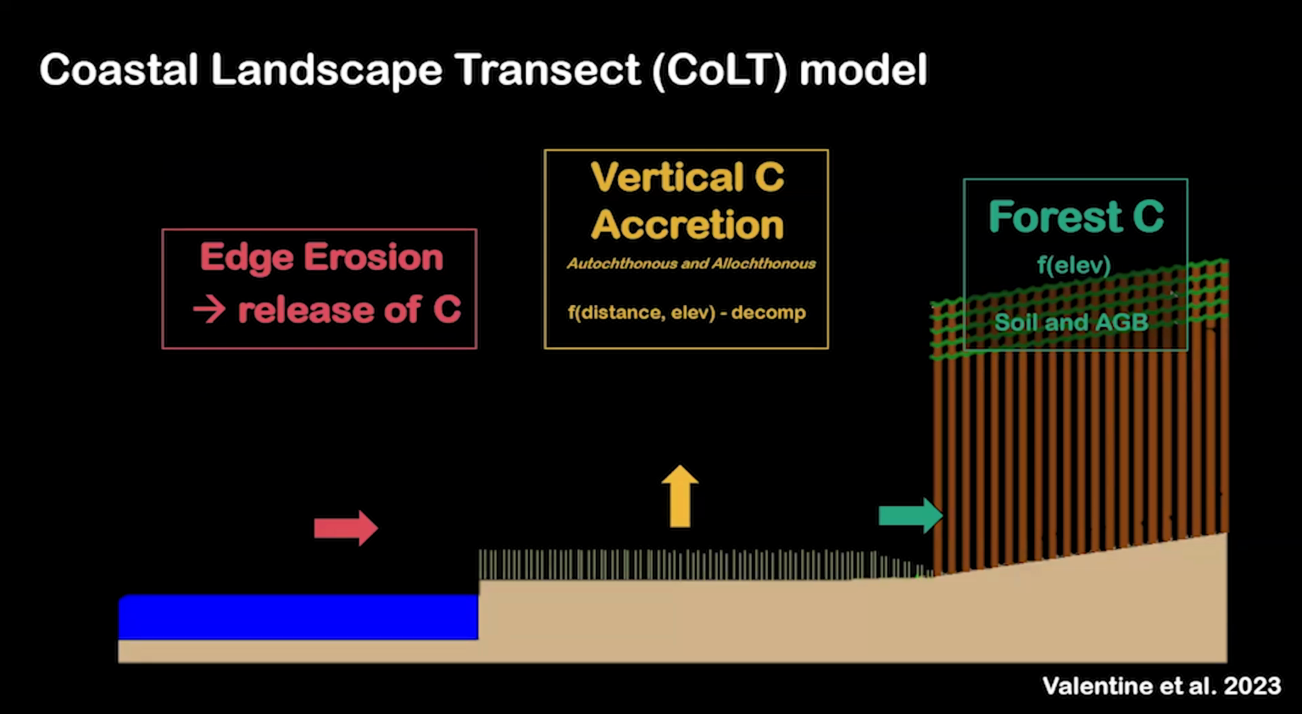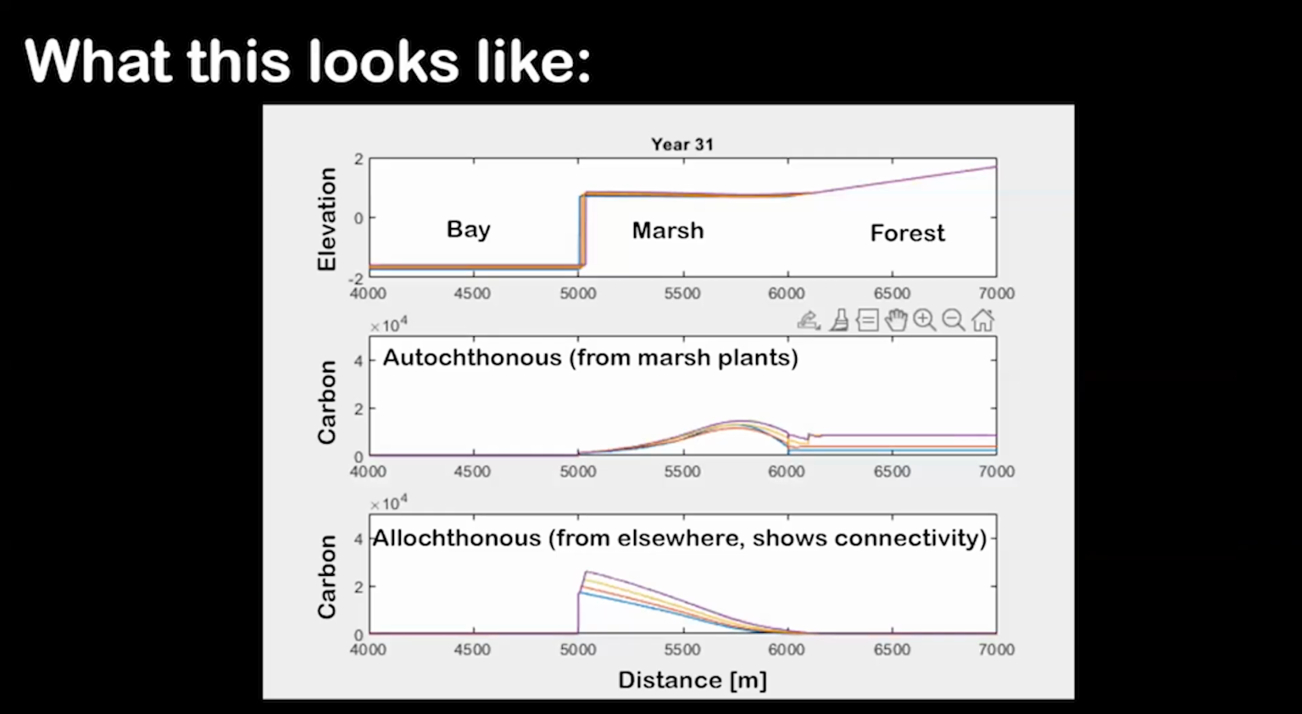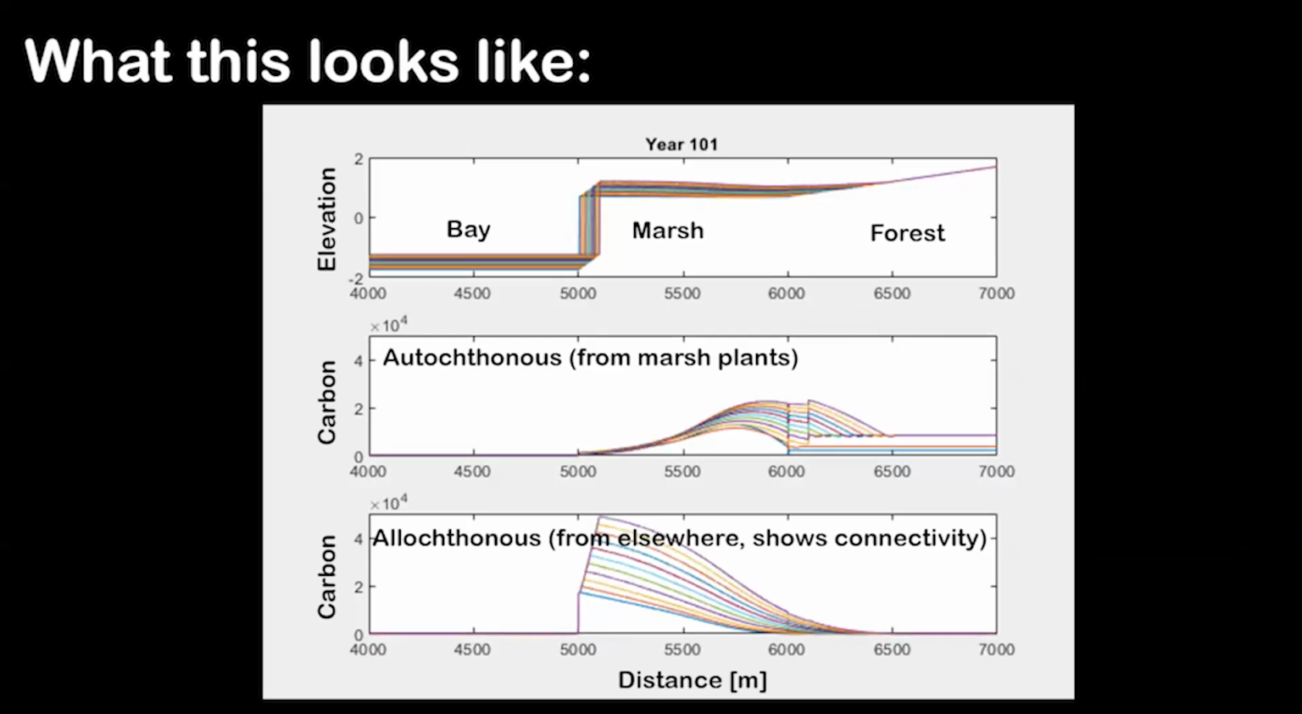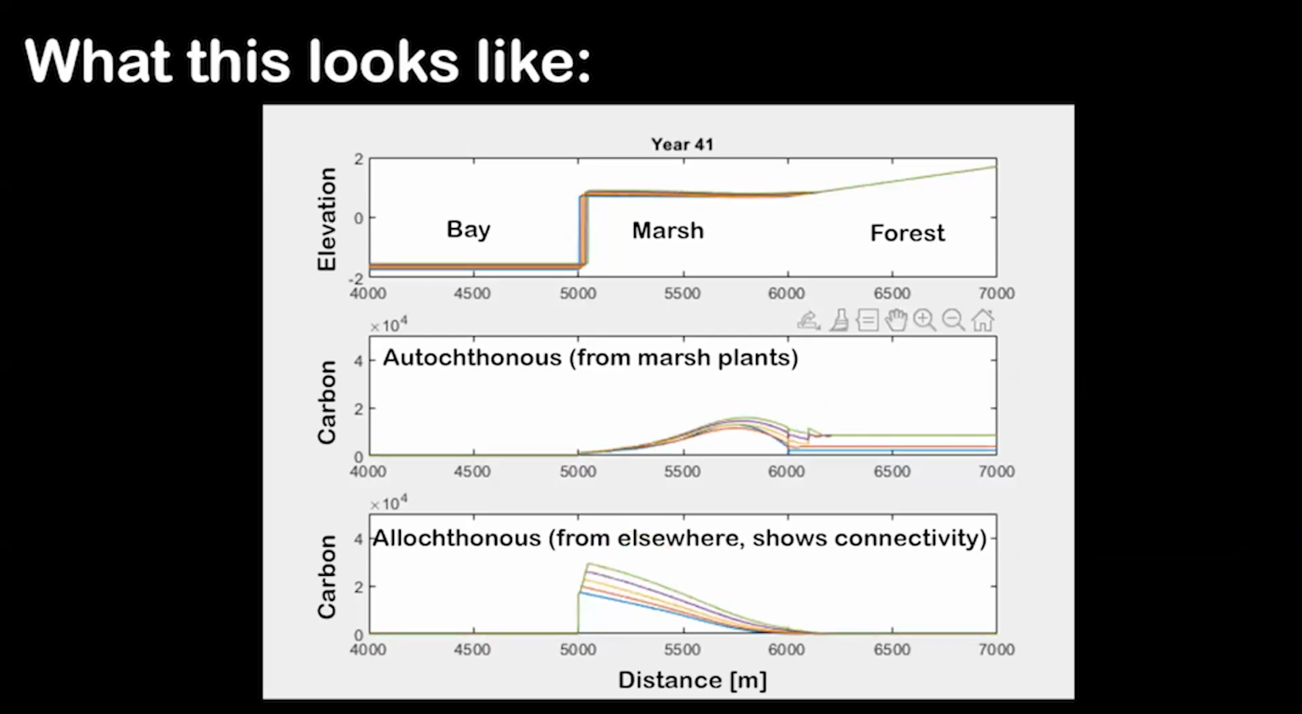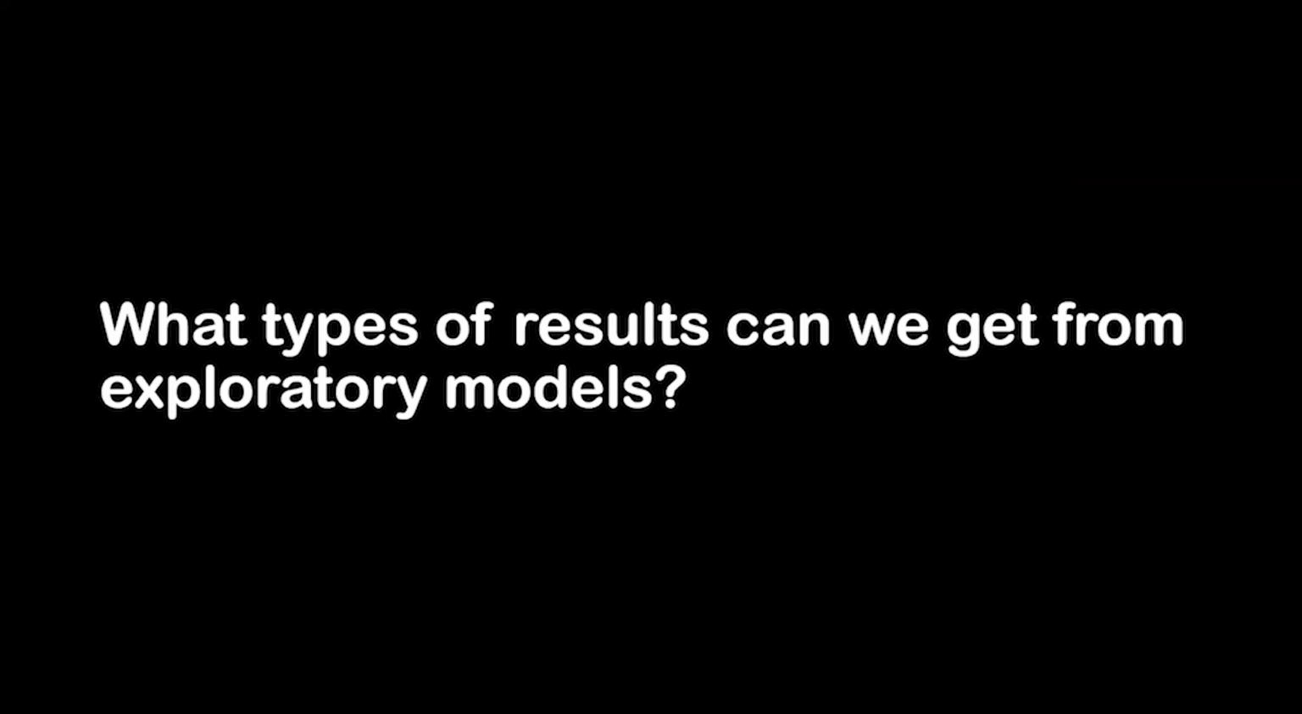And so what does this model look like? So this is just an example of output. So the top panel is elevation over this transect. So you can see Bay, Marsh, Forest. And I'm plotting every 10 years. And so you can see that we have, with sea level rise, accumulation in the bay, and the marsh migrates landward. And then we can track where we see autochthonous carbon. So marsh plants are really productive in the interior, where allochthonous carbon coming from the bay is highest near the marsh edge. And so we can start to answer really interesting questions in this type of model framework because we can test under a range of different conditions.